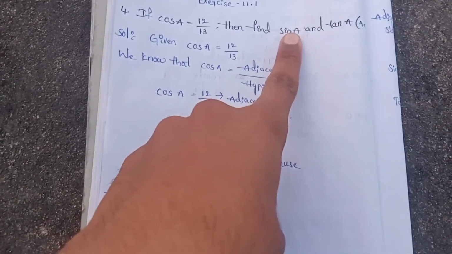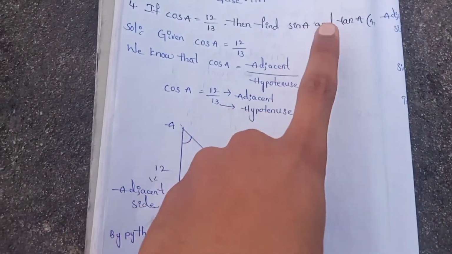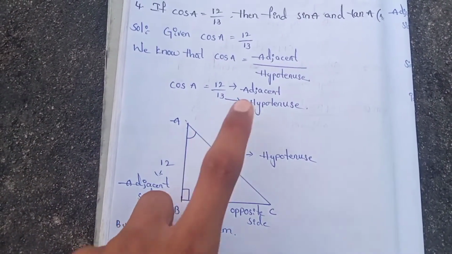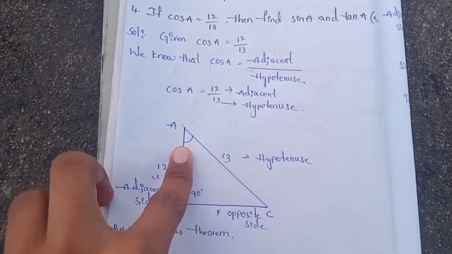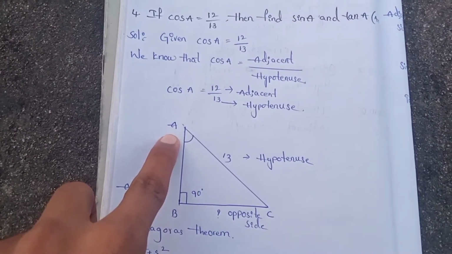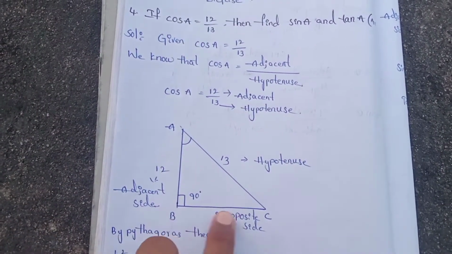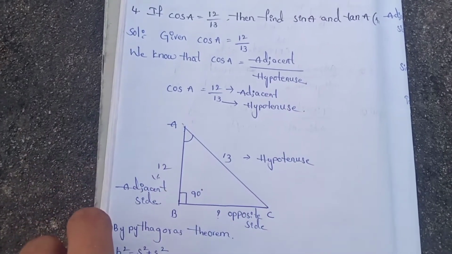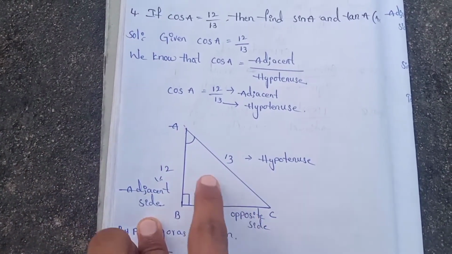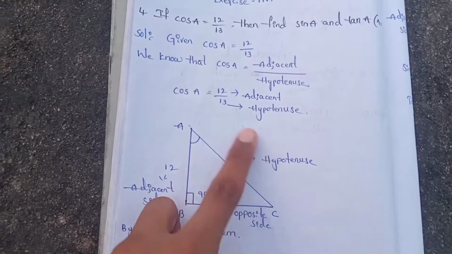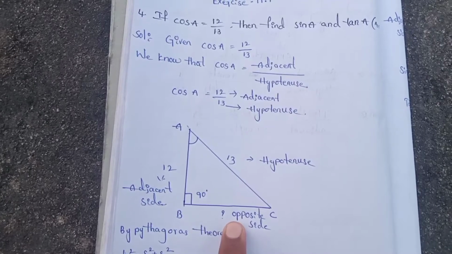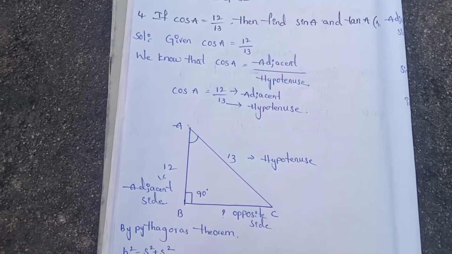What is the angle given here? A. The triangle should contain angle A. Let us take ABC as a triangle. Next, what is opposite to angle A? BC. What is adjacent to angle A? AB. And hypotenuse is AC. Now we have to write the values here. Hypotenuse is 13, adjacent is 12. The opposite side is not given. Now we have to find the opposite side.